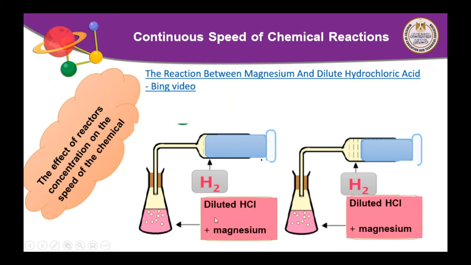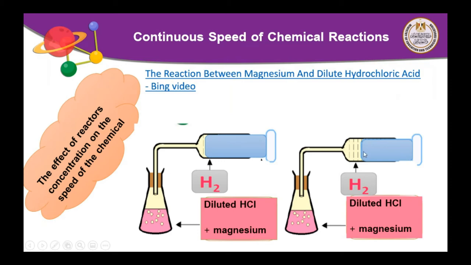The first contains diluted hydrochloric acid and there is a magnesium ribbon put in it. The second picture has concentrated hydrochloric acid. Which of them has a greater amount of hydrochloric acid? Yes, the concentration of hydrochloric acid in the second flask is greater than the concentration of hydrochloric acid in the first flask.